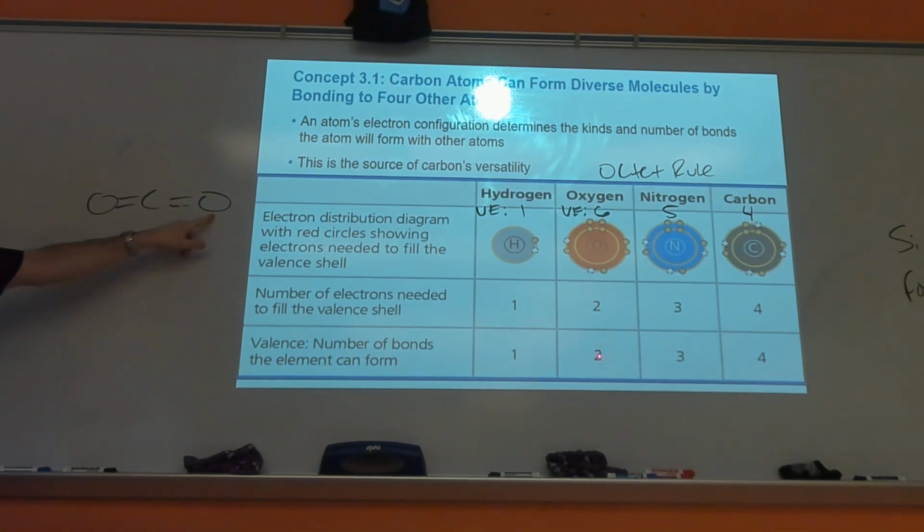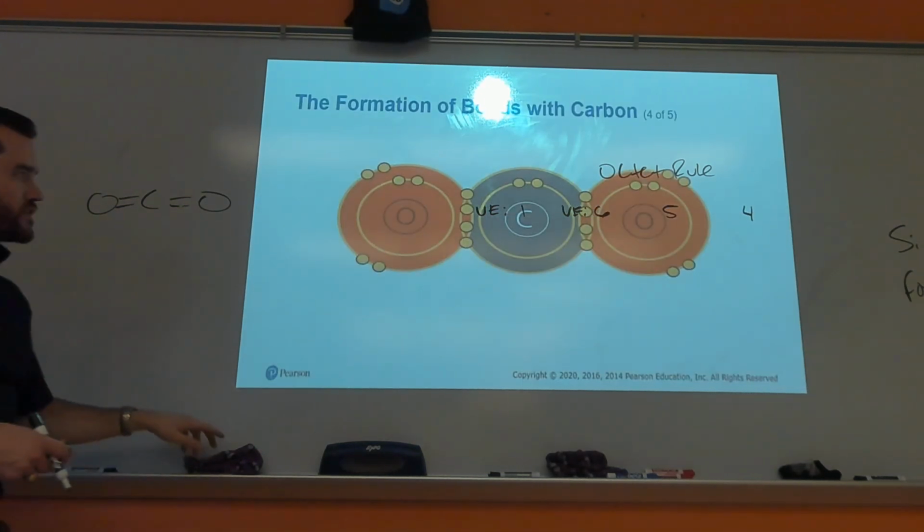Oxygen only needs to form 2 more bonds because it needs 2 more valence electrons. That's why there's only 1 oxygen connected to 1 carbon. Okay, moving on with it.